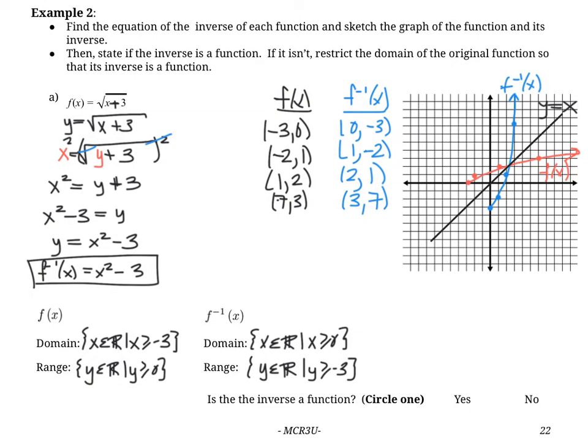The last question we were asked is, is the inverse actually a function itself? So take a look at this guy here. Does it pass the vertical line test? Yes, it does. So we don't have to do anything else.